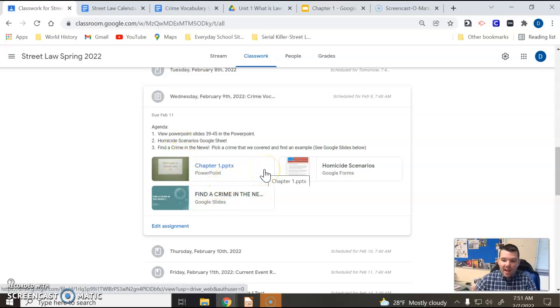Now, today's topic is going to be crime vocabulary 2, some of the big, heavy hitter types of crimes. But specifically, we're going to talk a lot about the different classifications of murder and homicide. So after you're done with the notes, you're going to apply those terms that we talked about, first-degree murder, second-degree murder, voluntary manslaughter, involuntary manslaughter, and you're going to work on this homicide scenarios Google Doc. You're going to read through the scenarios, and you're going to answer them appropriately with the proper classification of homicide.